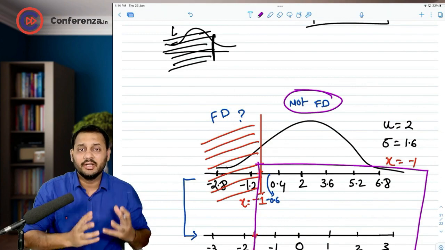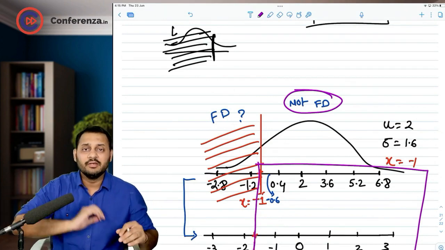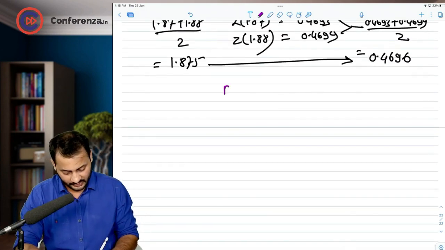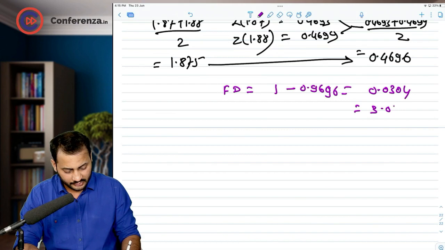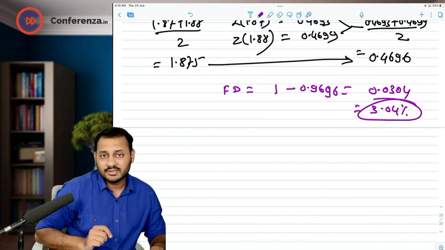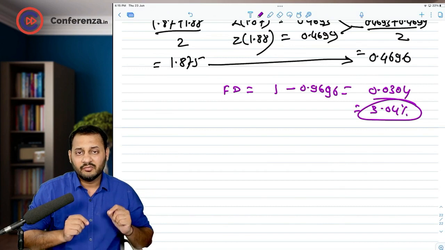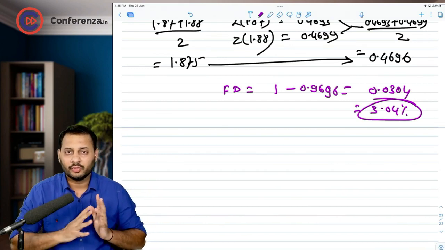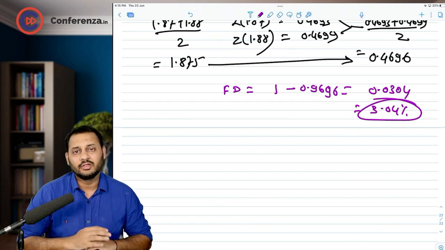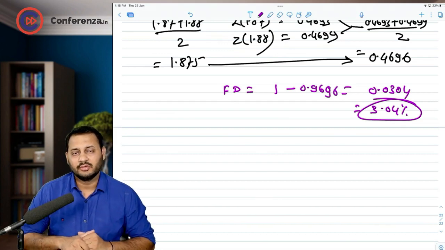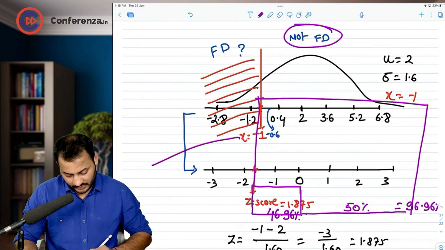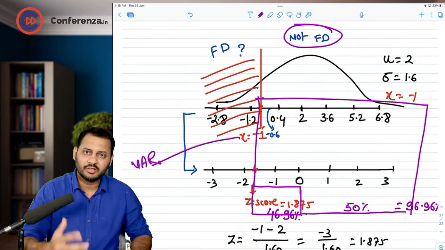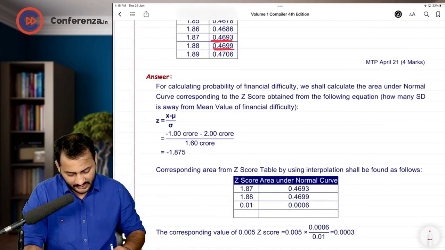We have to calculate the probability, as per the question, that the company will be in financial difficulty. So the financial difficulty probability will be 1 minus 0.9696, which is 0.0304, or 3.04%. This much are the chances that the company will have losses of at least 1 crore. That is the left side. In other terms, this 1 crore is nothing but VAR, value at risk, that we are going to study further. But let's come to the answer here.